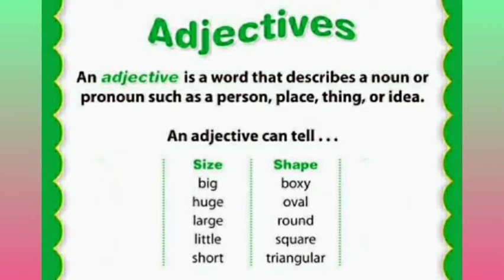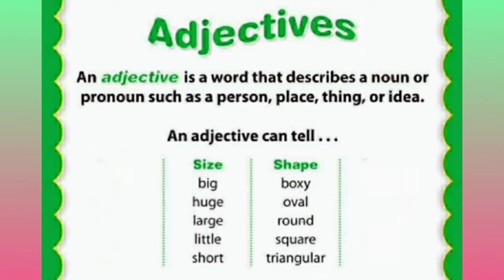An adjective is a word that describes a noun or pronoun, such as a person, place, thing or idea. An adjective can give you information about the size, shape and color of a person, place, thing or idea. Size: you can see big, huge, large, little, short. Shape: boxy, oval, round, square, triangular. An adjective can also specify color.